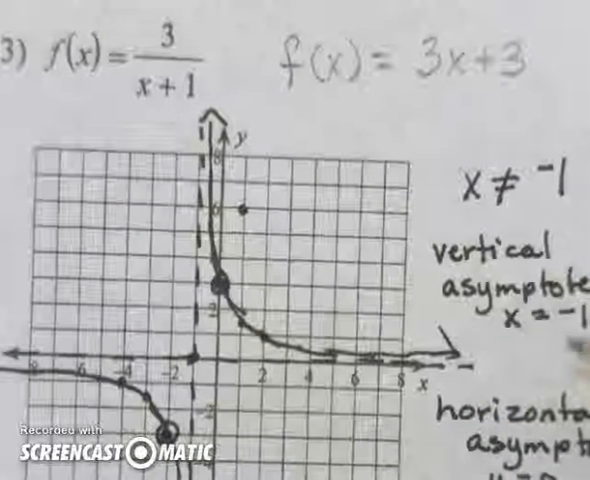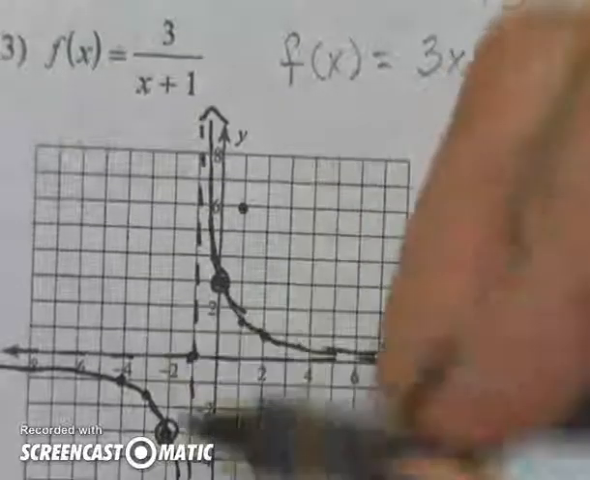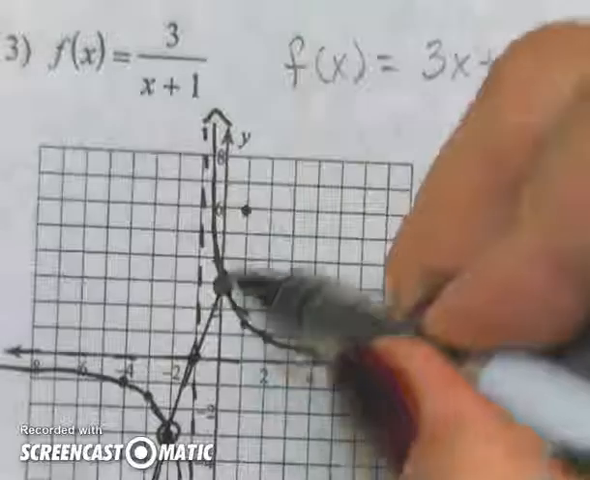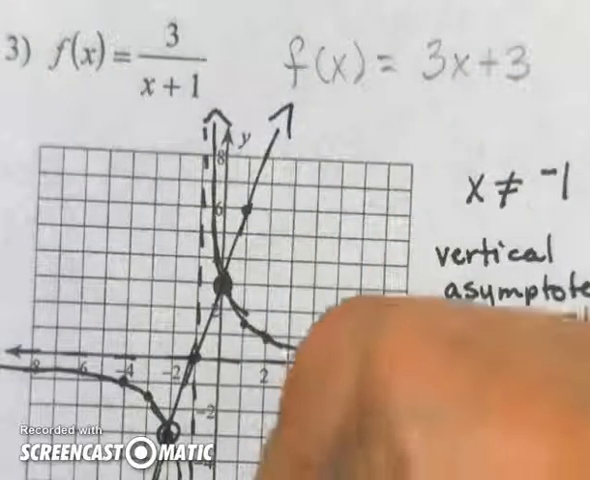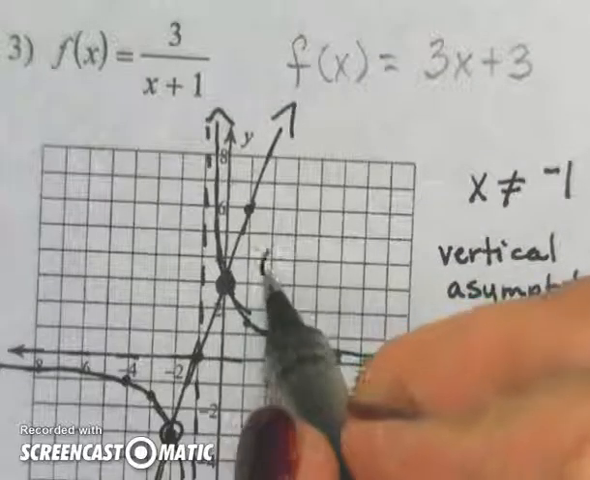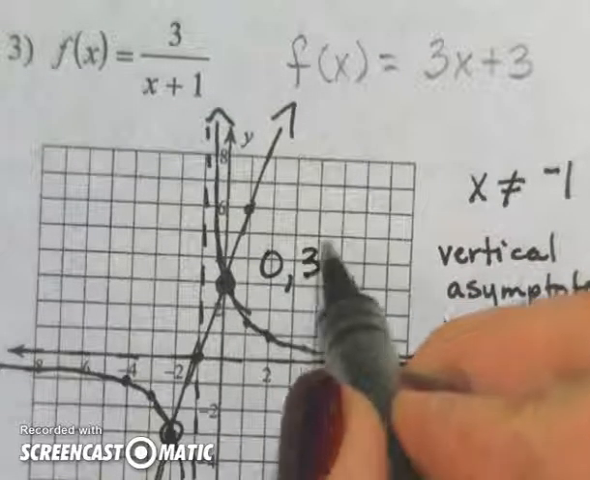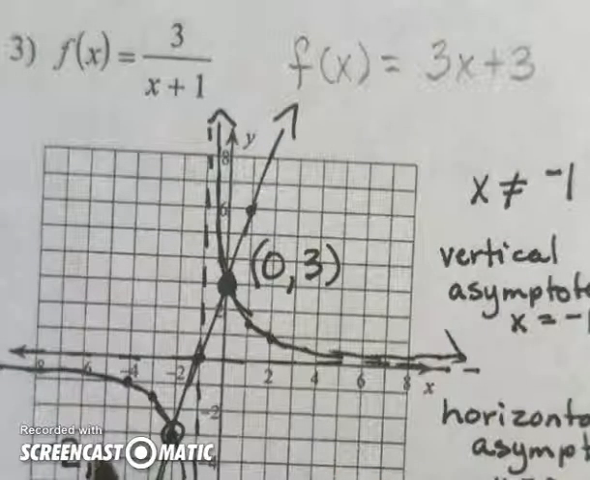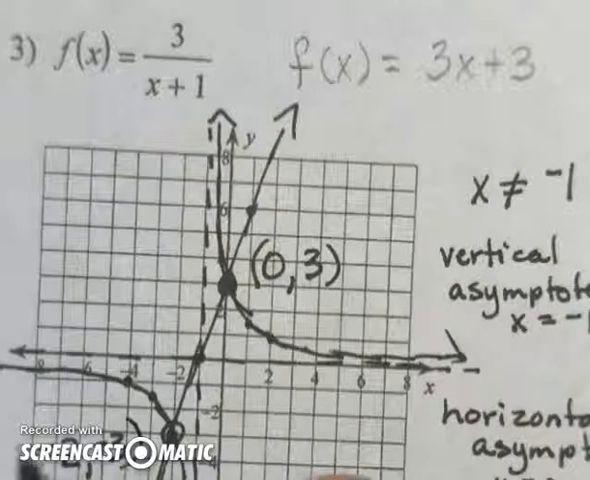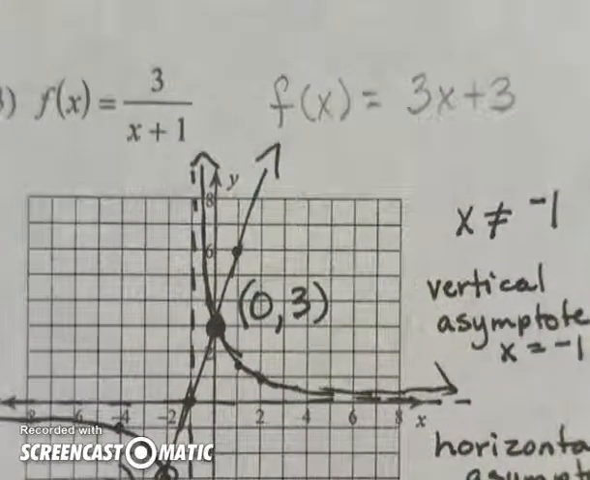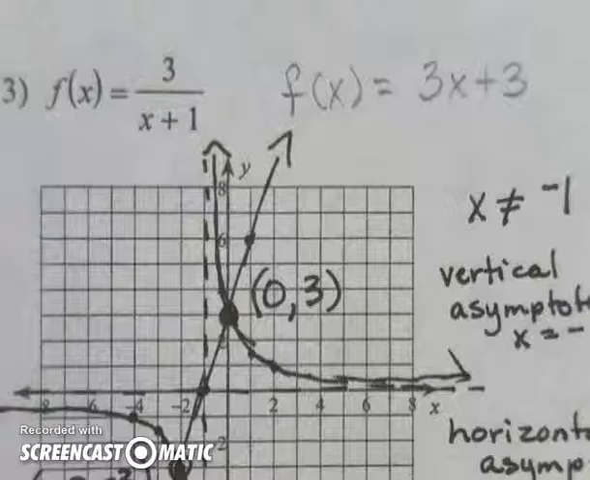So the two large circles are where the two functions will intersect. So my two solutions: this point is at 0, 3, and this point is at -2, -3. Now that's finding it by hand. I also want to show you finding it on the calculator.